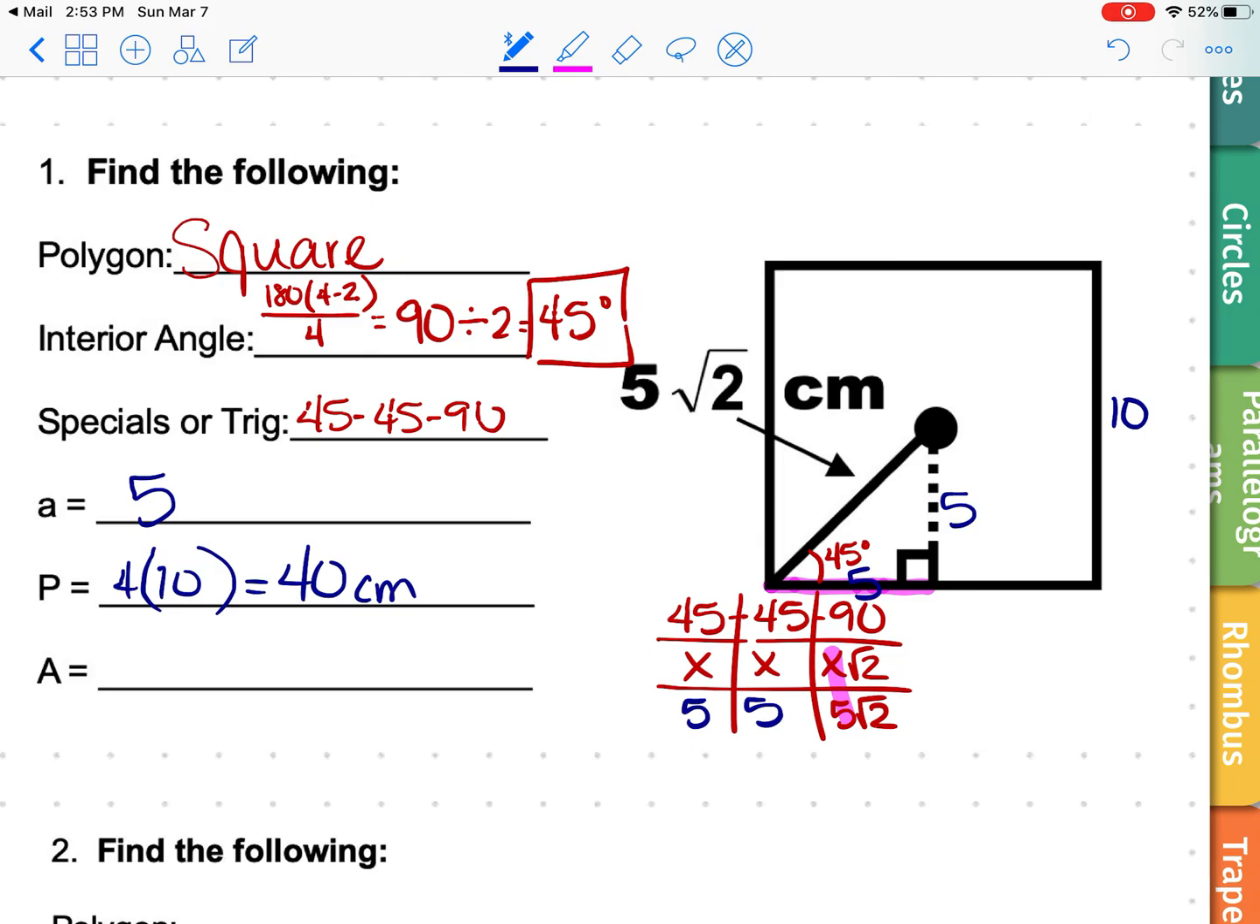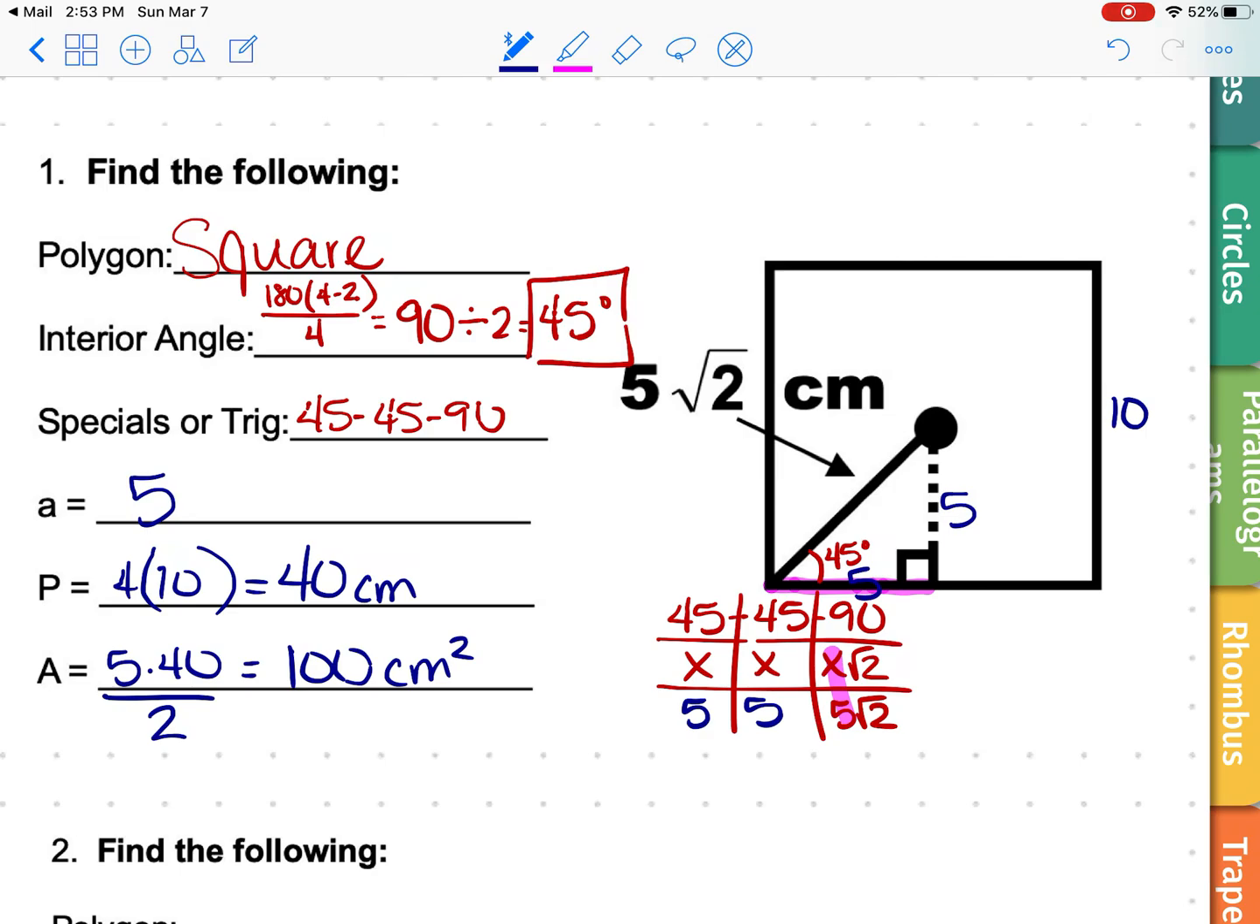Area, you could do 2 things. Since it's a square, you could just do 10 squared, 10 times 10, or to practice the area of regular polygon formula, we would say apothem times perimeter divided by 2, so 5 times 40 divided by 2 would give me 100 centimeters squared.